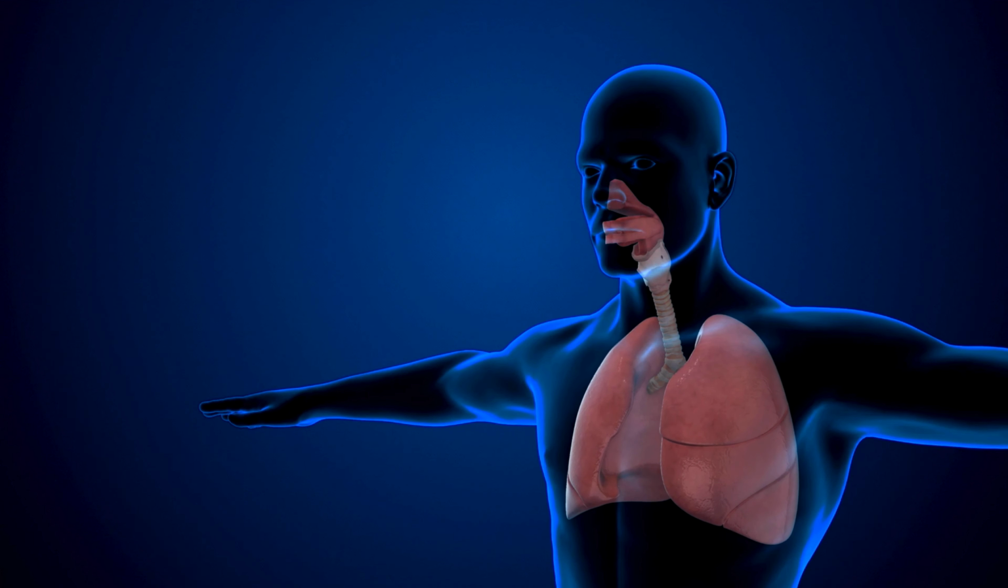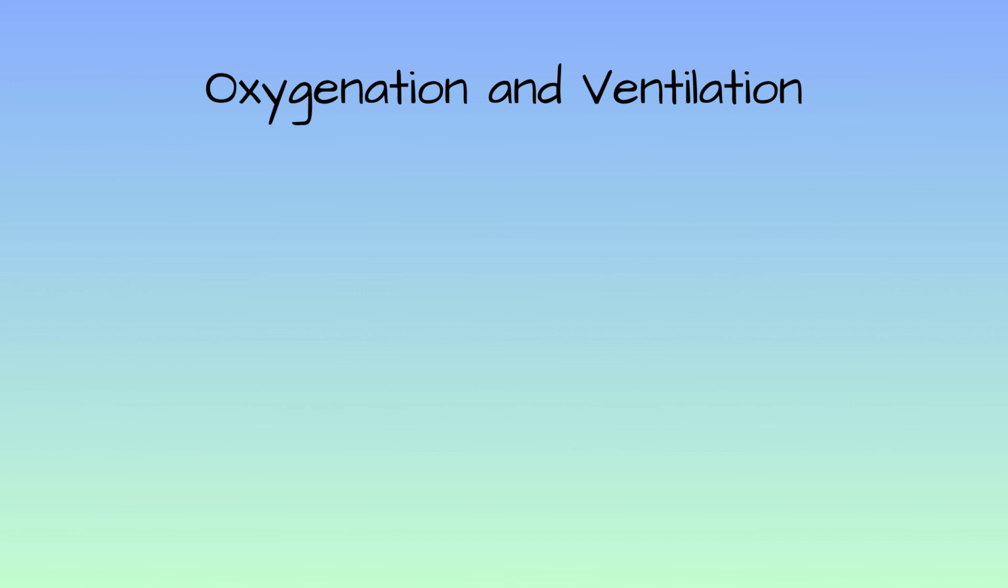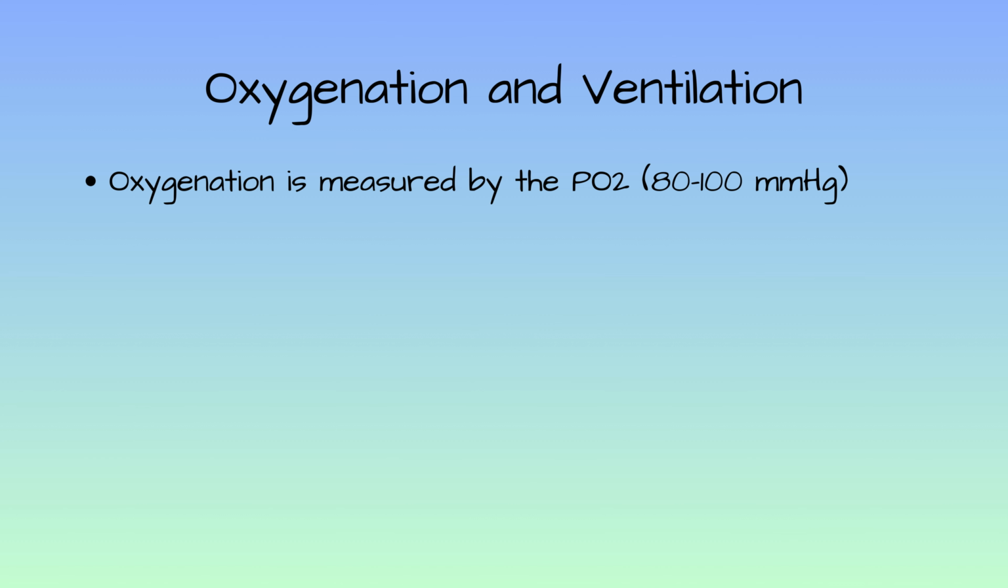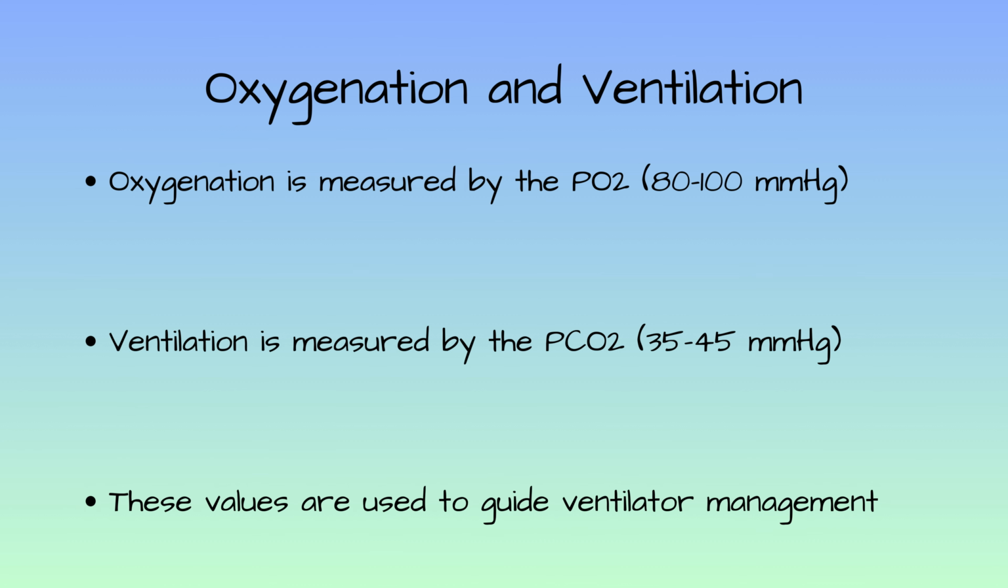Every nurse knows that we breathe in oxygen and breathe out carbon dioxide. Regulation of these two gases is essential for proper metabolism and homeostasis. Oxygenation, as measured by the PO2, ranges from 80 to 100 millimeters of mercury. Ventilation, as measured by the PCO2, ranges from 35 to 45 millimeters of mercury. The ABG tells us about the gas exchange happening in the lungs. The oxygenation and ventilation values are often used to guide mechanical ventilator management. We check an ABG, then adjust the settings to try and bring the values within a normal range.